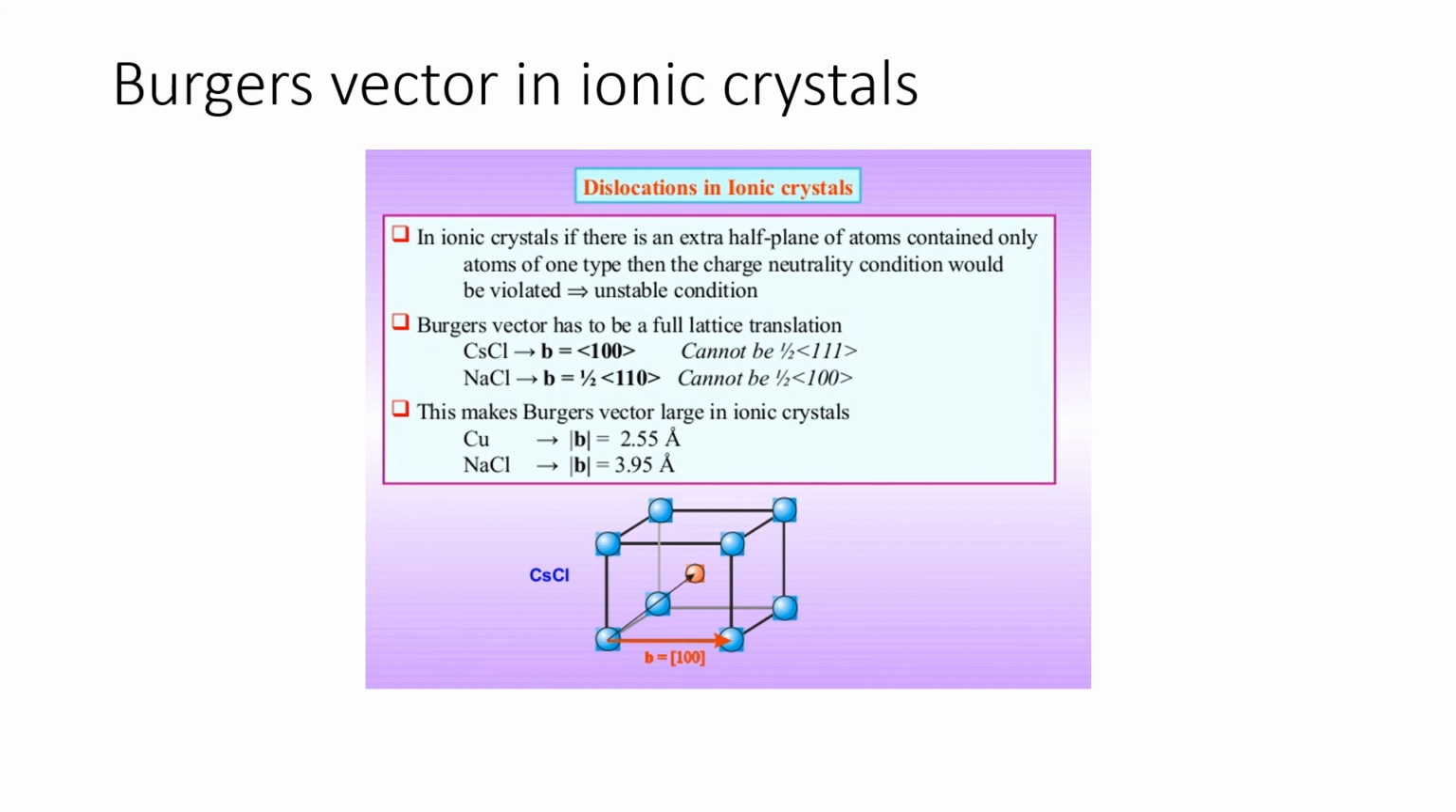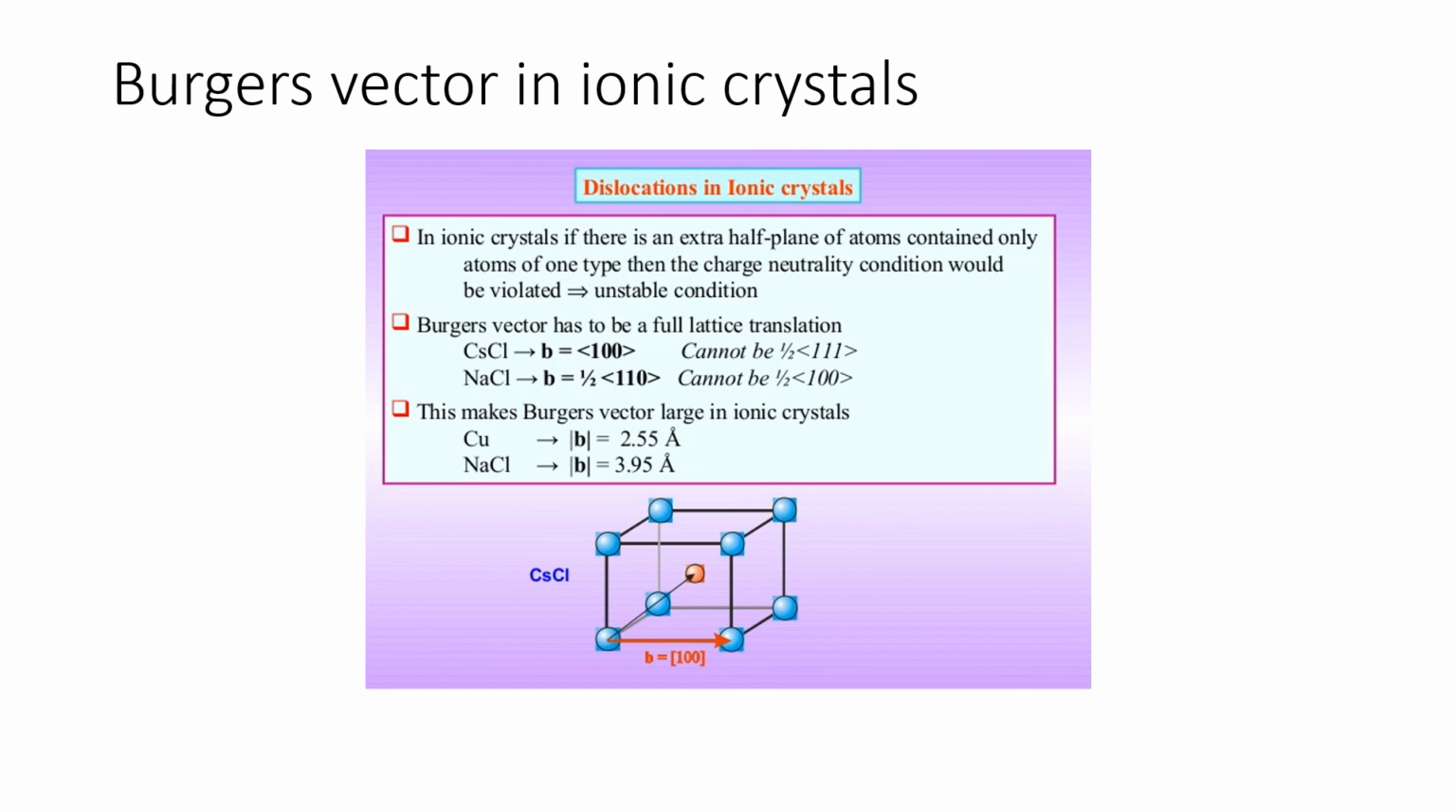In the same way, in the case of sodium chloride also, we cannot select half of 100. 100 means an edge, from one corner to half of the edge. That is half of 100. 100 means, for the NaCl crystal, this is a cubic crystal. One edge of the NaCl crystal is 100. So if we take half of that, there will be an extra charge. That is not a stable situation, because the crystal has to be electrically neutral as a whole. So only some types of planes are possible in this type of ionic crystal.